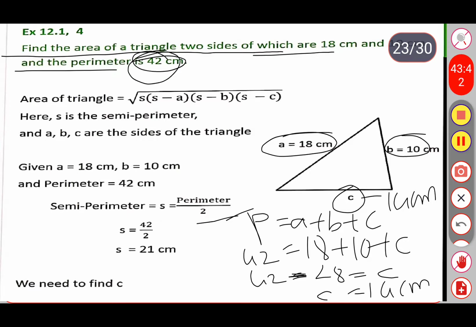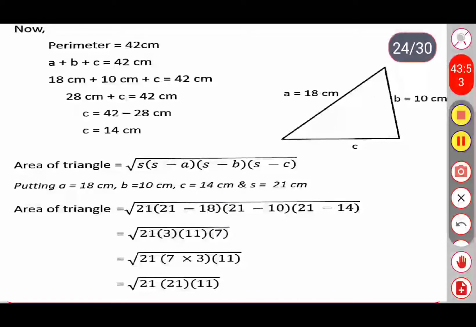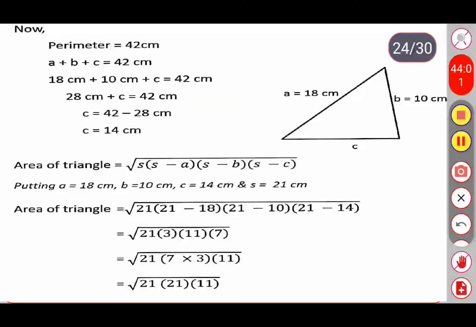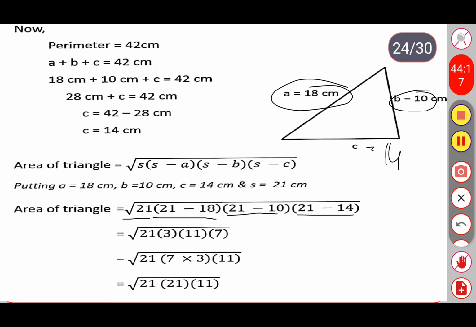So perimeter is already given, that is 42 centimeter. If perimeter is 42 centimeter means semi perimeter is half of that, 21 centimeter. So once we find the semi perimeter and three sides' lengths, we can easily calculate the area of the triangle, right? We already know the formula. Just substitute s, a, b and c values in the formula. So semi perimeter is 21. 21 minus 18, 18 is one side length. 21 minus 10, 10 is the second side length, and the third side length, we already calculated c value, that is 14 centimeters. So 21 minus 14.